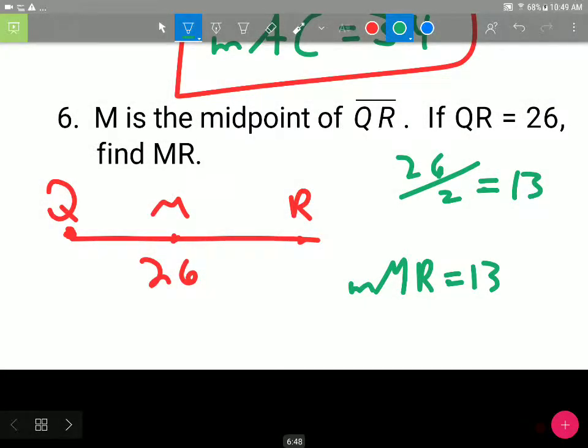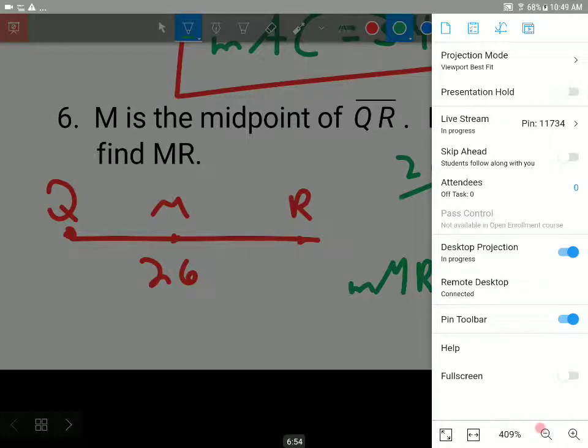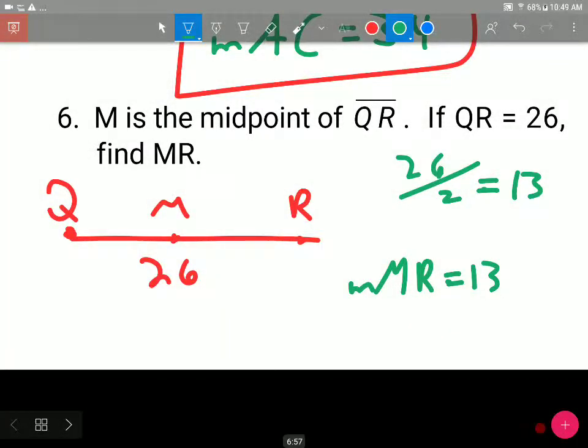If Q to R is 26, what would M to R be? 13. All right. So the midpoint ones are always easier because they only need to give you 1, and you know, therefore, these are the same.